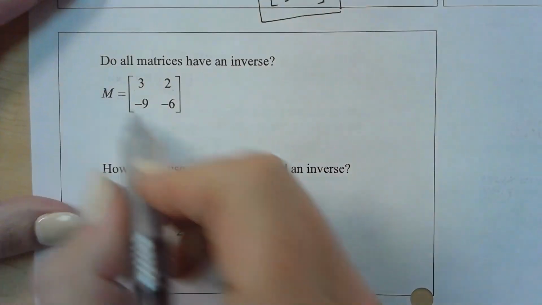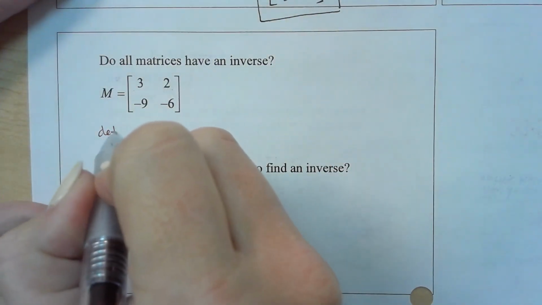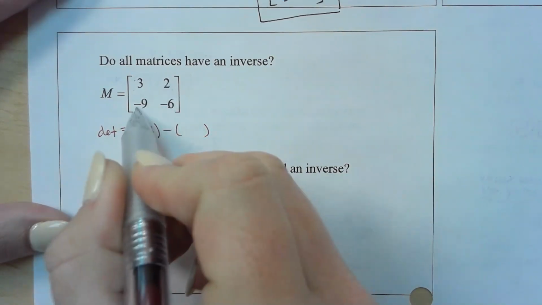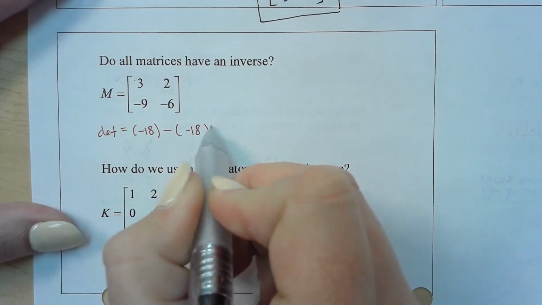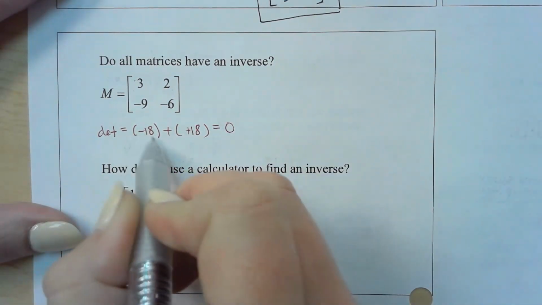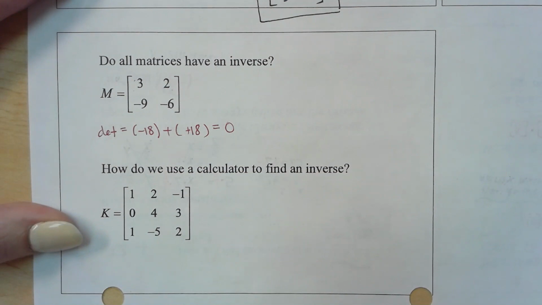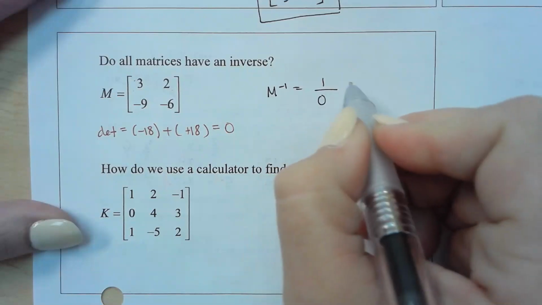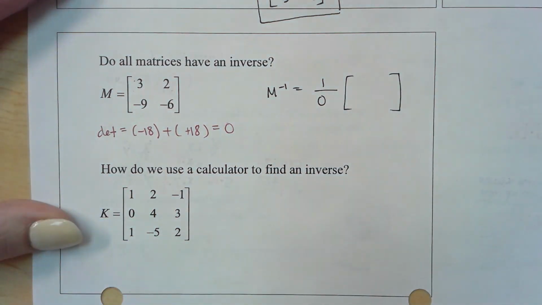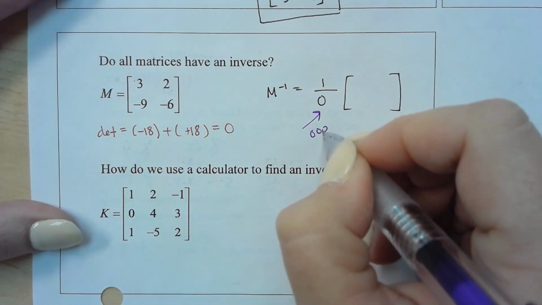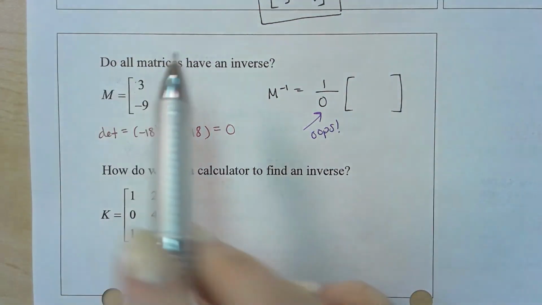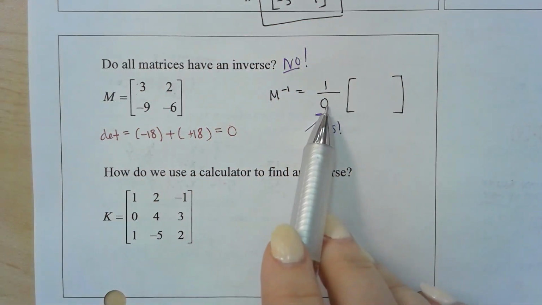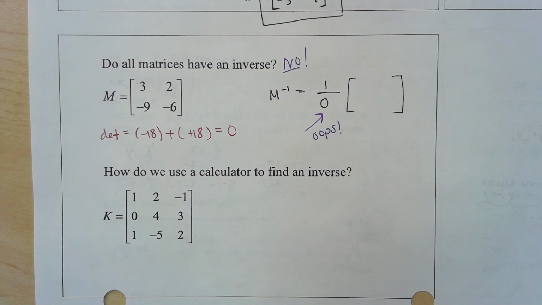Let's see why. Let's try to find the inverse. So let's start with the determinant. 3 times -6 is -18, minus 2 times -9 is -18. -18 plus 18 is 0. It'd be pretty darn hard to find an inverse by doing 1 divided by 0, because we know we can't divide by 0. And there's the problem. So, do all matrices have an inverse? The answer is no. When our determinant is 0, that's going to be a huge problem for us.